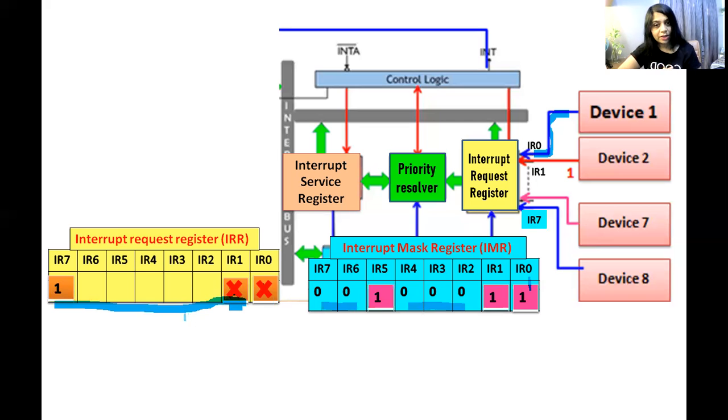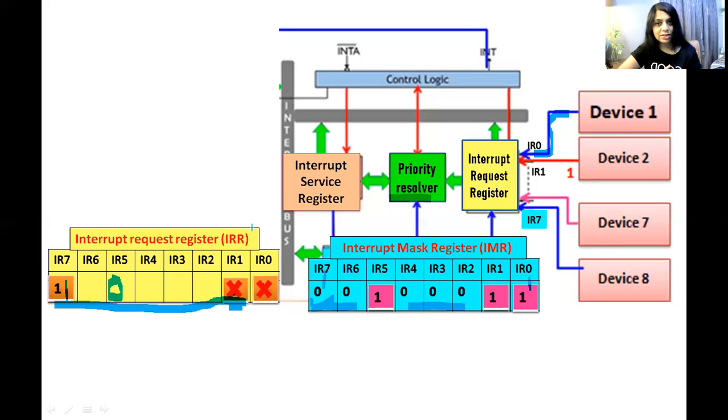Now IR5 is also 1, but there is no interrupt request on that pin. So there is no interrupt request, so it is 0. So it has to do nothing with that. Now there is an interrupt request on IR7 pin and its mask bit is 0. That means it is allowed. So priority resolver will select this IR7.